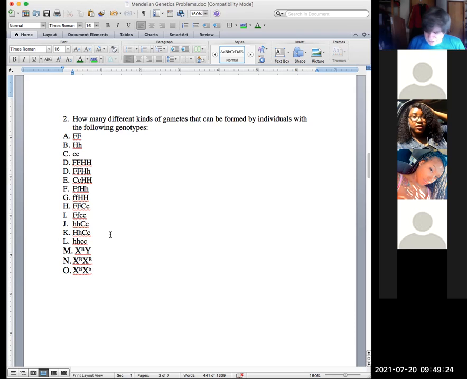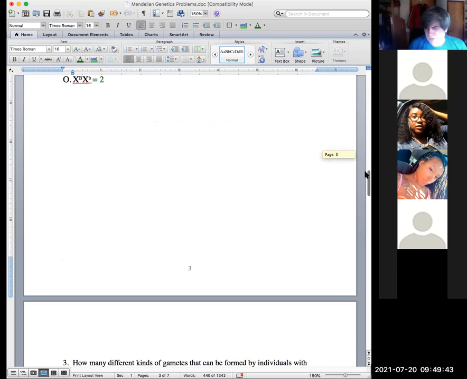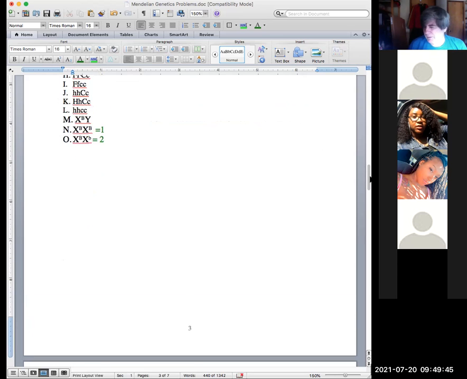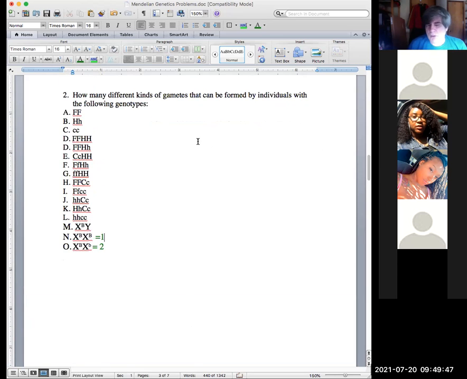So when we have X big B, X little b, there's 2 different gametes. When we have X big B, X big B, there's only one type of gamete that woman can make. All of her eggs will get an X with a big B. So most of the others are similar to what we just did.